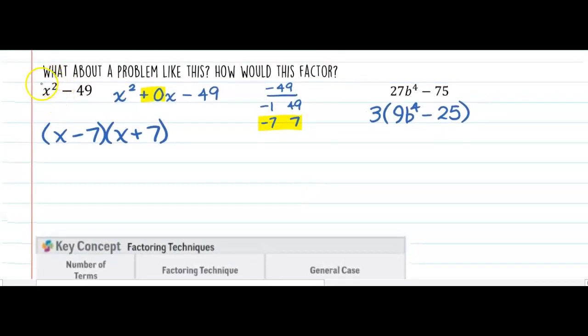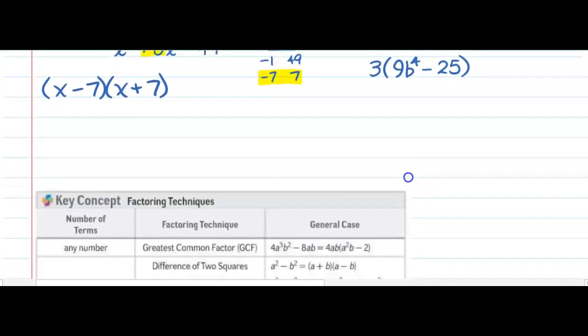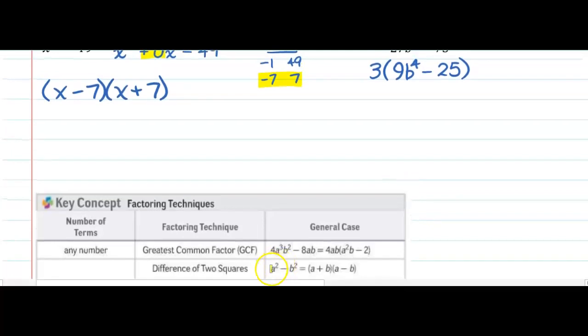Notice that x squared is a perfect square. It's x times x. 49 is also a perfect square. It's 7 times 7. When you have a difference of squares, meaning two numbers that are perfect squares subtracted, you can simply use a formula, which can be found right down here. So we should always be checking for that. After we've looked for our greatest common factor, check and see, are we dealing with perfect squares?